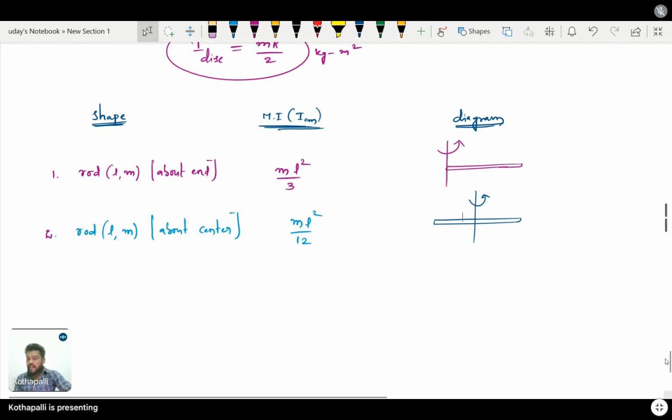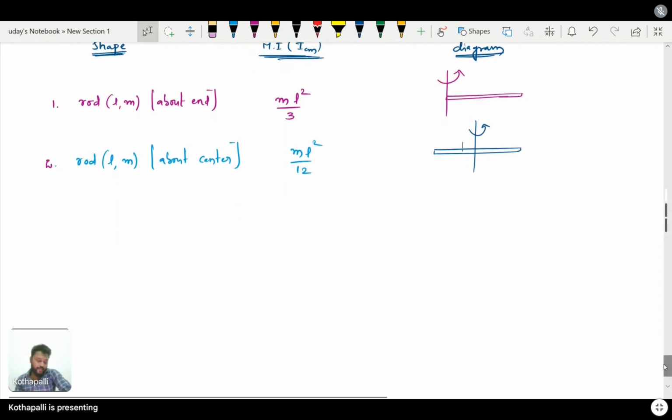Next, ring, as we discussed now. Moment of inertia of a ring of mass m, radius r, about the center of mass only, no? About the center of mass axis, if we take the center of mass, you just have a look. It will be m r square. It looks like this.